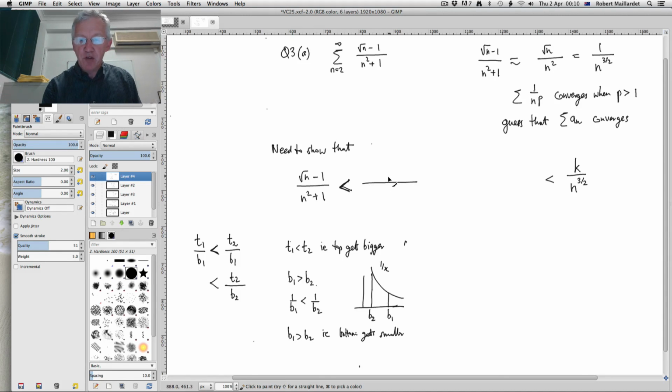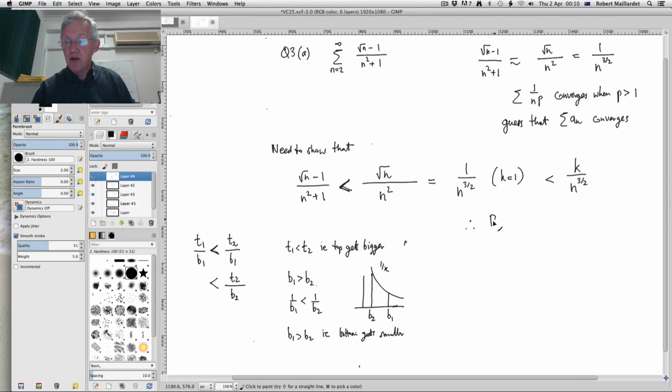So on the top I want it to get bigger. Well, I can get rid of the -1 straight away just by replacing it by √n. That's really easy. And then I need to make the bottom go in the opposite direction to the inequality. So I need to make it smaller, and I can do that just by taking the 1 off. And so this works directly, and this is just equal to 1 over n to the 3 on 2. In other words, in this case, I didn't need a different sort of k. I've got k equals 1. And that's the inequality that I need to prove.